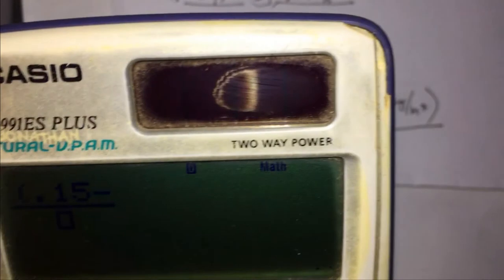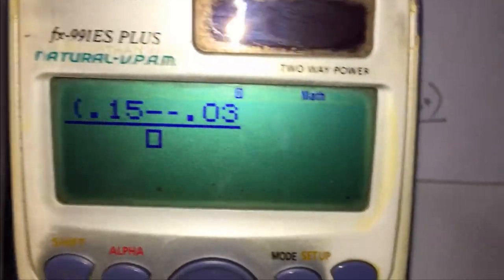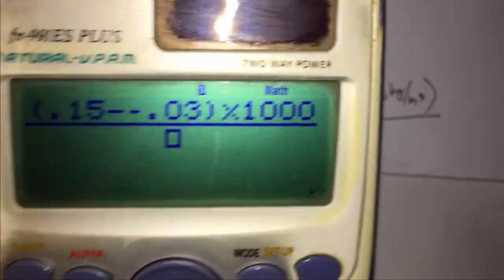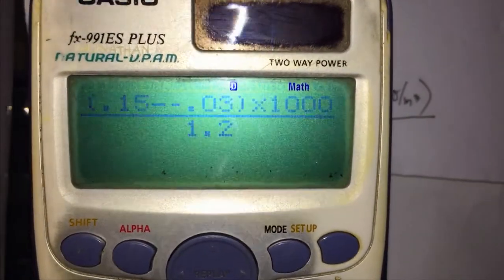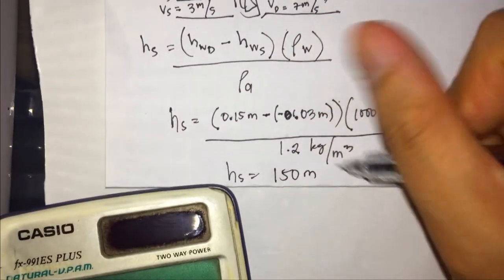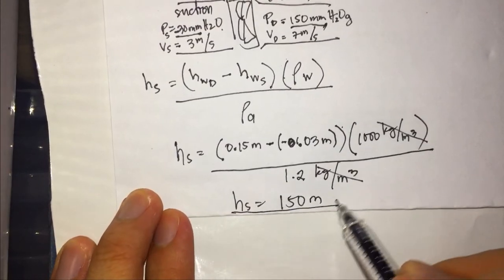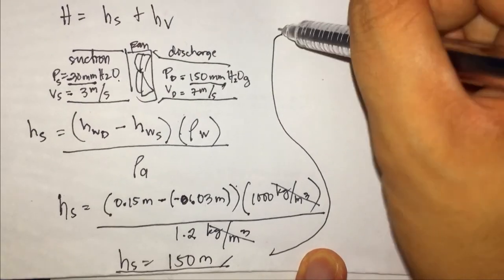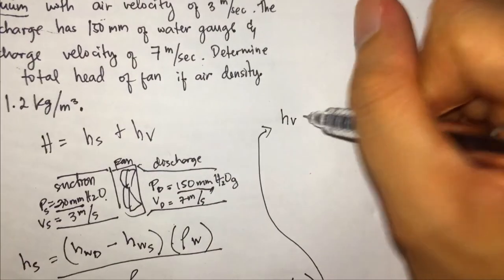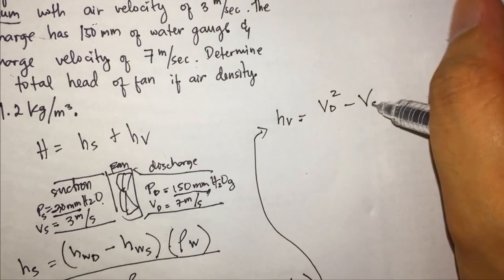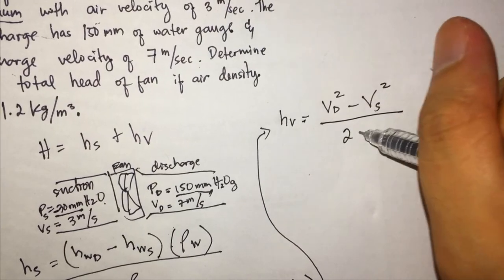Therefore, ang static head natin will be solved: 0.15 minus negative 0.03 times 1,000 all over 1.2. So, the static head is 150 in meter, kasi cancel na to. Meter tayo. So, that is the static head. The next one will be the velocity head, that is equal to velocity ng discharge squared minus velocity ng suction squared all over 2g.